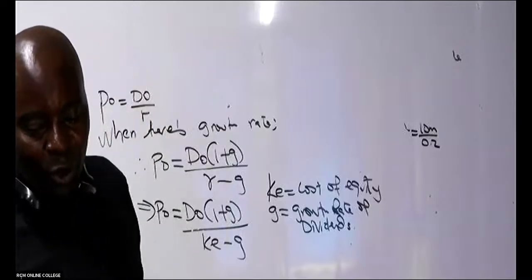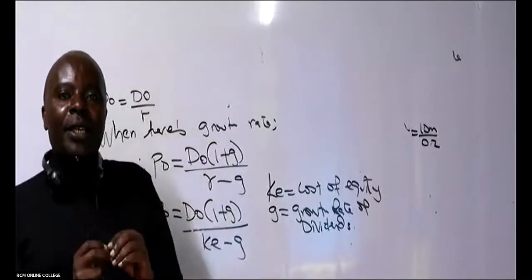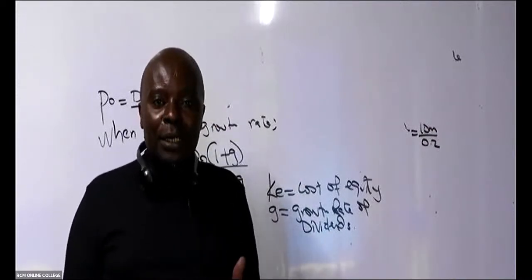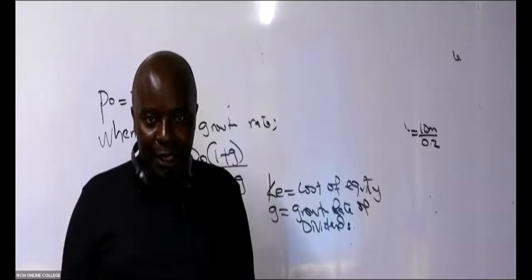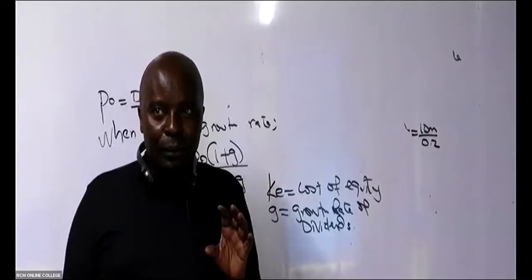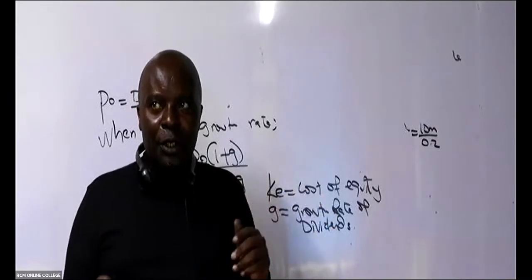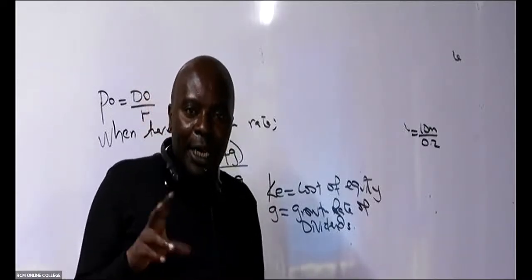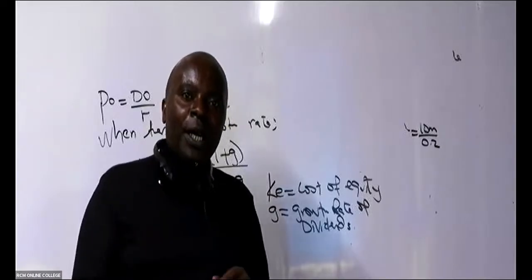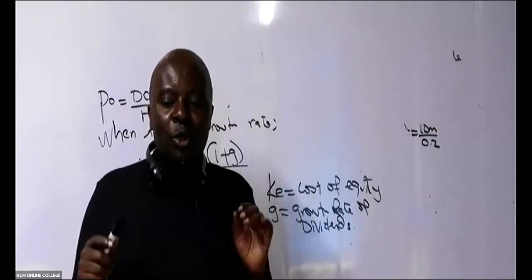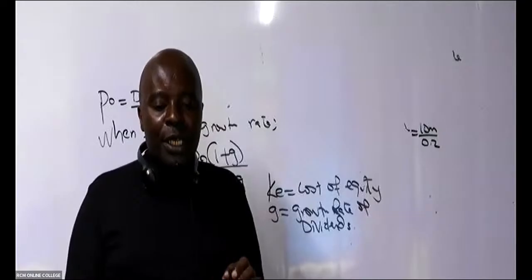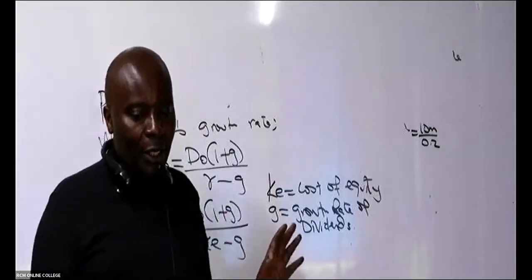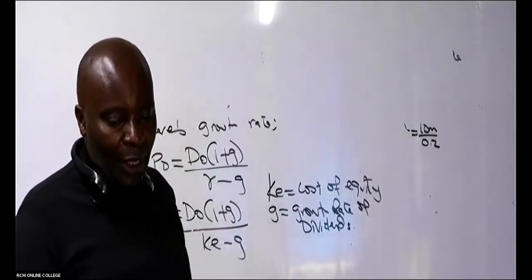Yeah, thank you so much, George, for asking. KE is cost of equity. It is a type of return, a required return. The owners of the shares call it a return, but the company calls it cost of equity. So we shall be using cost of equity for valuation of shares totally.